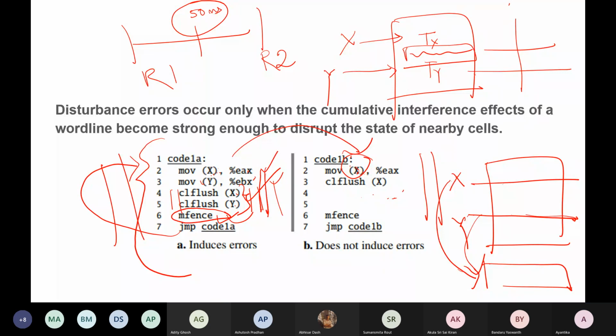Okay, once up to this part is done, this code is jumping to the initial location, code 1a. That means it is starting again from this move step. So the same process starts again. Your program is searching for this x value and trying to read from the row related to this x value.